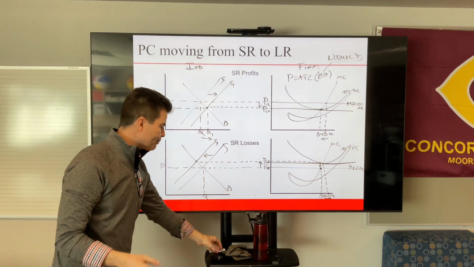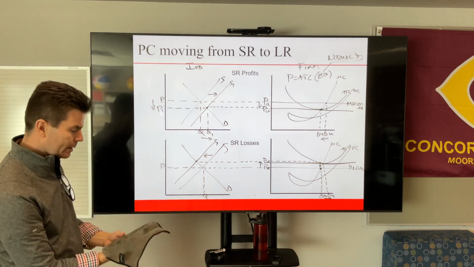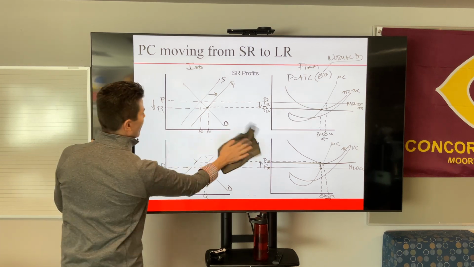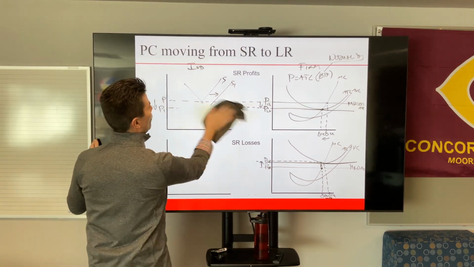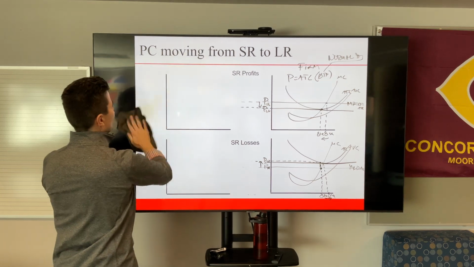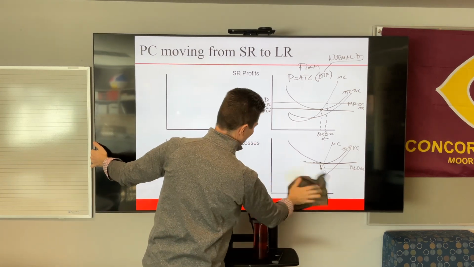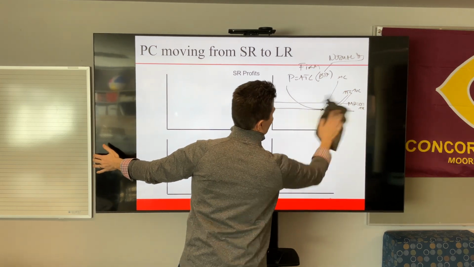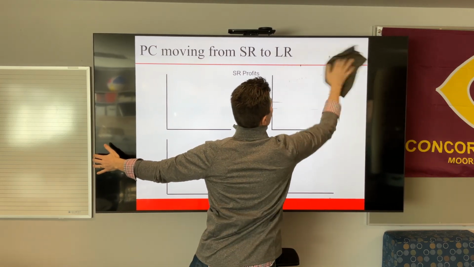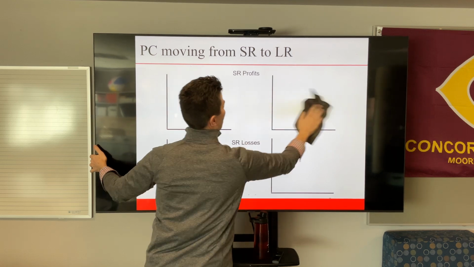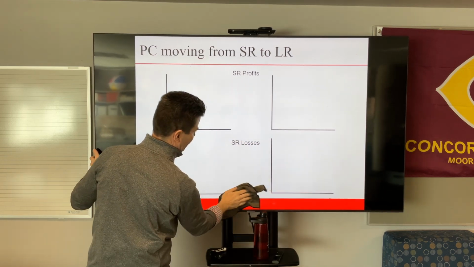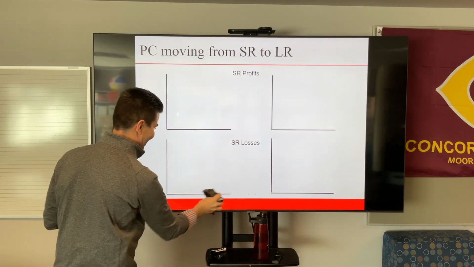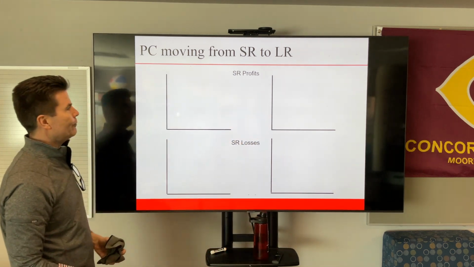And if you need more time to process this, if you want to go back and rewind this, you can pause it so you don't lose this here. But what we're going to look at now is what happens if you actually start in the long run and then you move to the short run. Okay, so let's look at what that example is going to be, after I get everything erased here. Hopefully that is everything. I don't know what that blue line is down there. It must be on the actual slide itself.